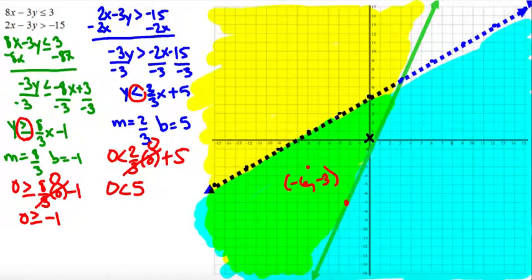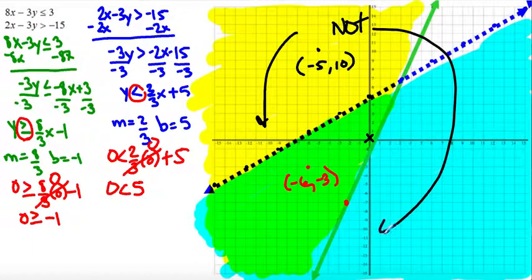Everything that's not in green, so the yellow, the white, and the blue, all of this is not a solution. So you can pick any point. I'm going to pick -5, 10. So it's not a solution. So again, all of this is not.